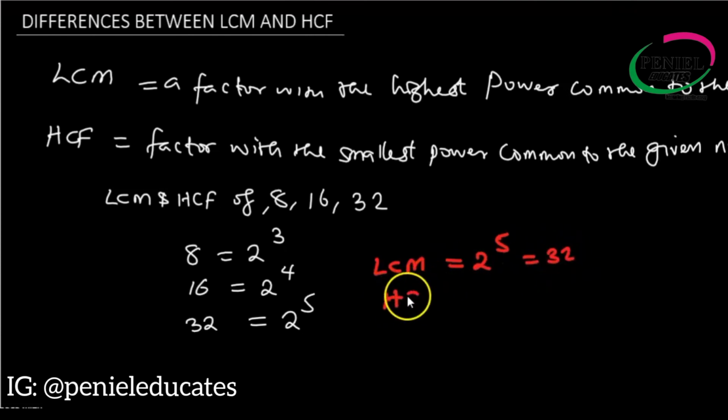Now, what is the HCF? The HCF is the smallest power common to the three of them, common to the given numbers. The smallest or lowest power is 2 raised to power 3. So the HCF here is 2 raised to power 3, which is 8. So those are the ways to find the difference between HCF and LCM. And don't forget that you can also use the index form.